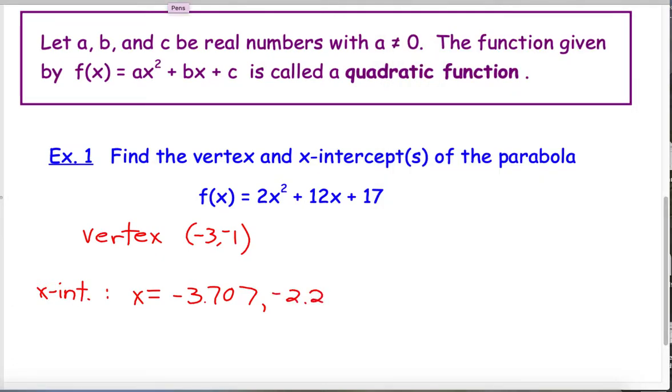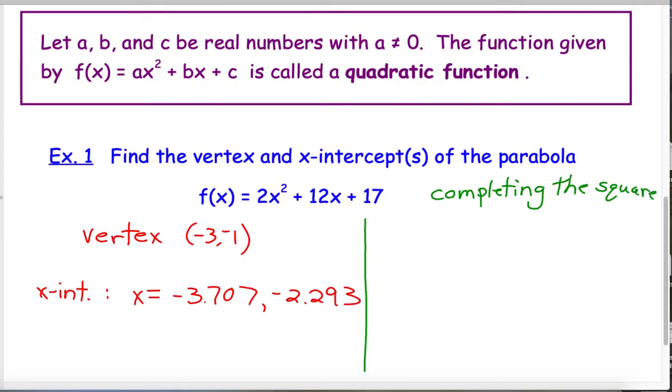Negative 2.293. All right, so there's one way to get your answers. Now, let's talk about what if we could not use a calculator. Well, there's a technique to find the vertex called completing the square. I'll actually show that in the next example, so I'm not going to do that here because it's the same problem, completing the square. That'll put this equation in the standard form, and then you'll be able to see the vertex from that standard form of the equation.